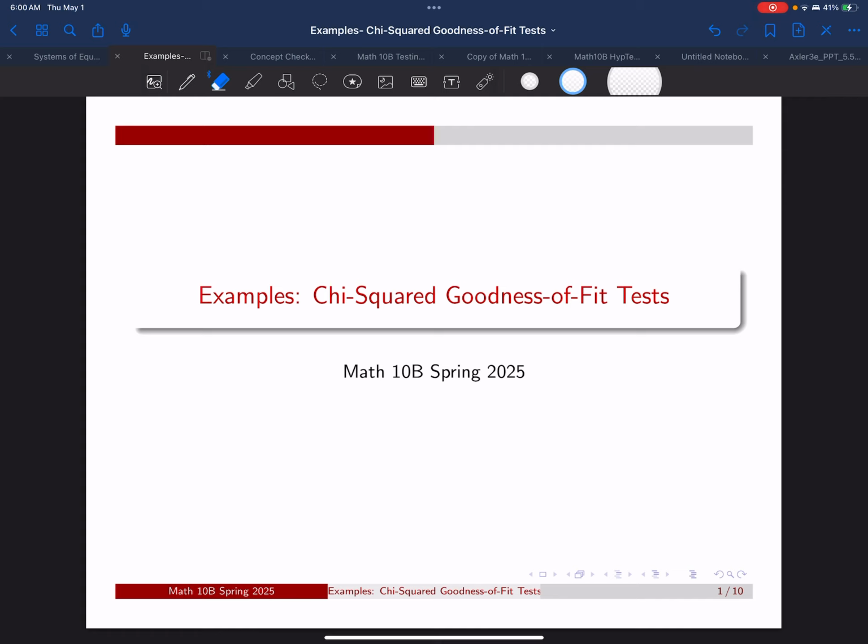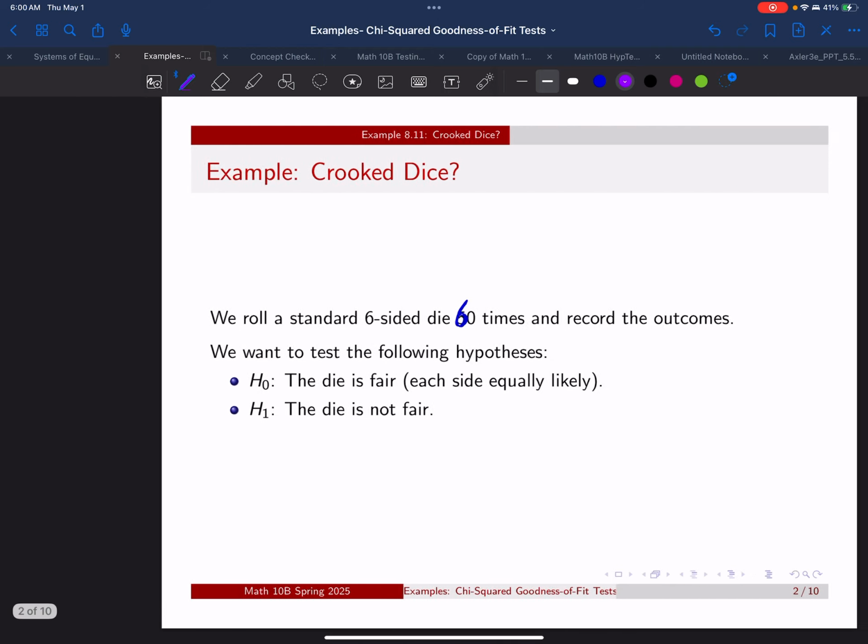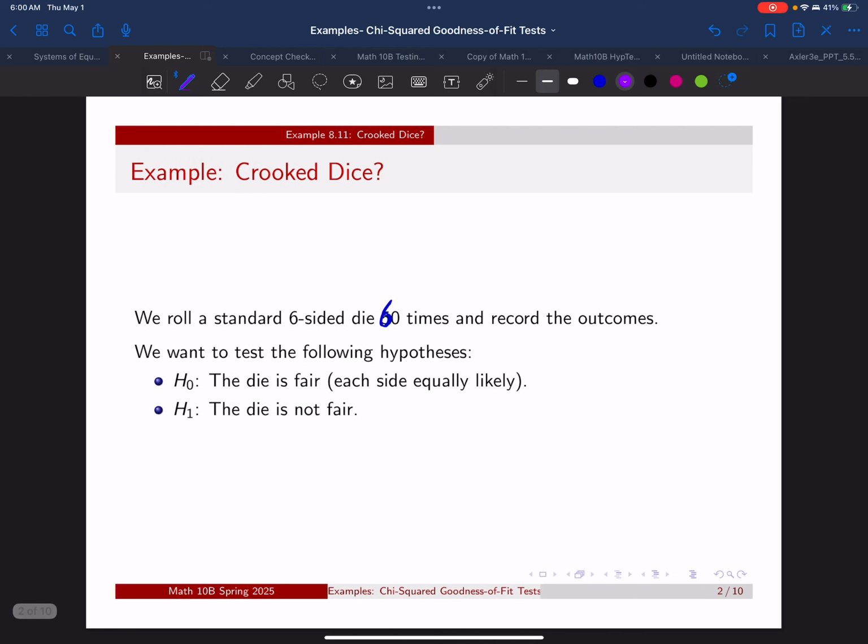In this video, we're going to cover two examples of performing goodness of fit tests. And remember, a goodness of fit test is a type of hypothesis test that applies to categorical data. So let's get to the first example.